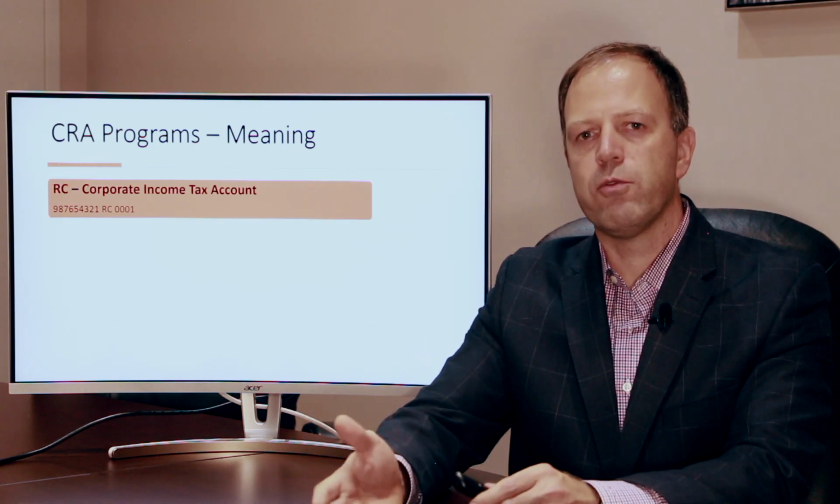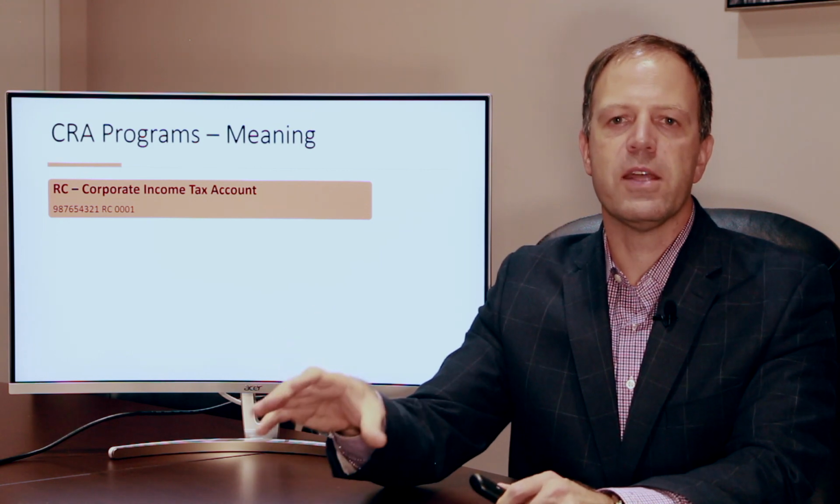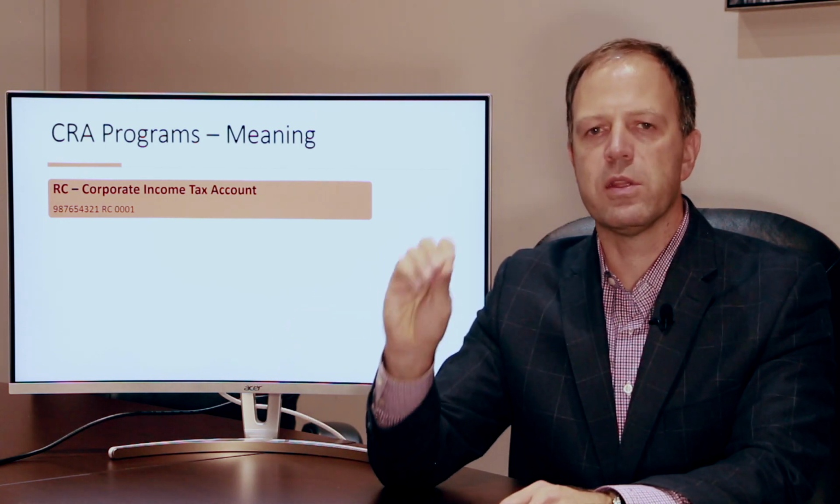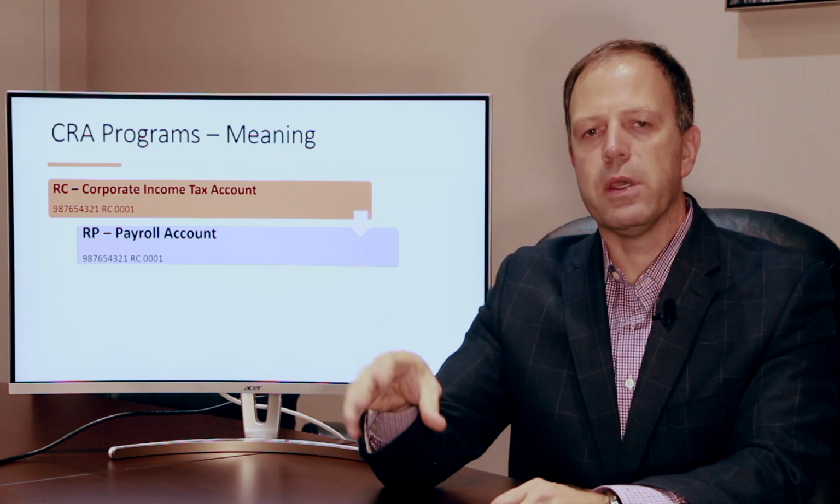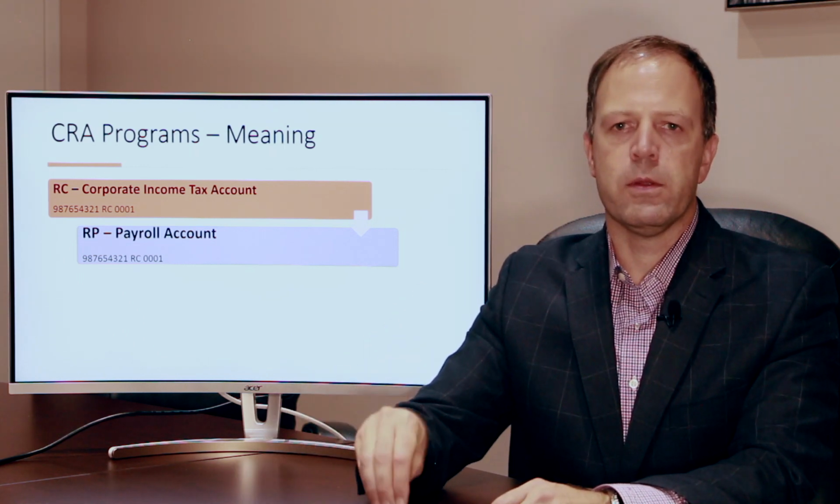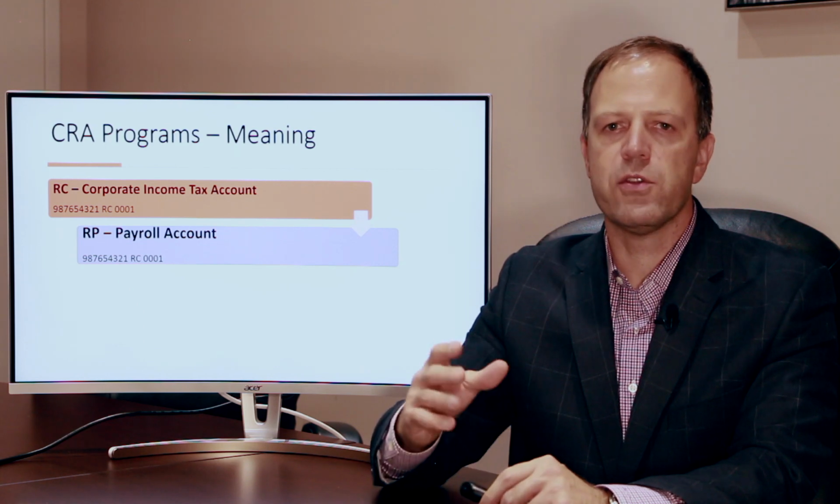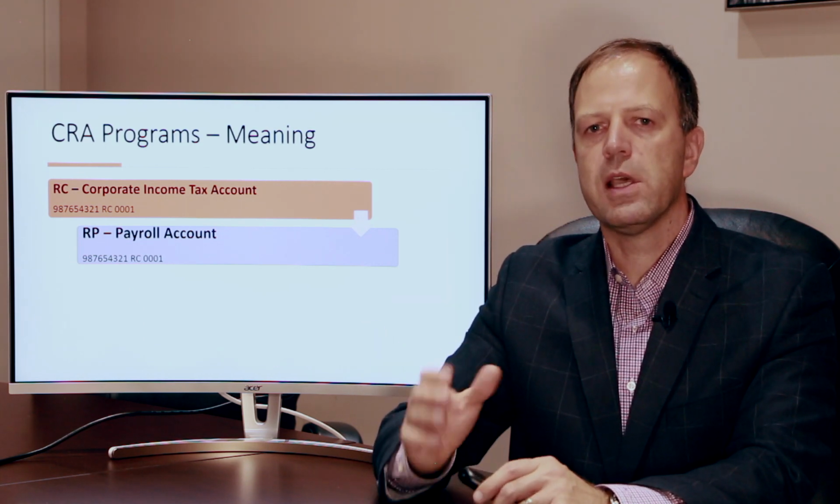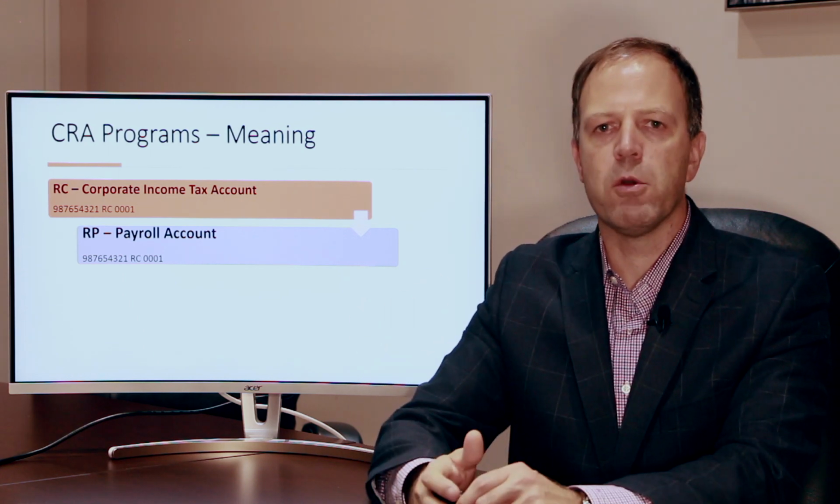First, the default program is RC. Every business number that we receive, 9 digits, RC 0001, upon incorporation, is for the corporate income tax. We use this number and this program when we do our annual income tax reporting, and every single corporation has it. Then there's RP. RP is the payroll program, where we participate when we decide to hire employees. Under this program we withhold source deductions from their salaries, add our employer contributions, and make remittances or payments to the CRA at the end of each month.